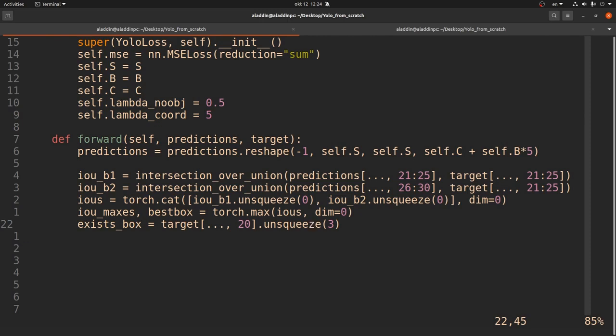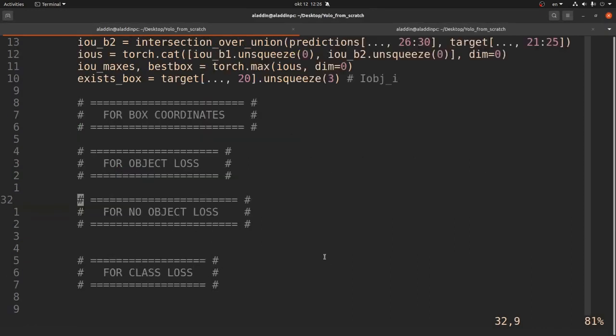So in the paper, this is the identity of object i. Maybe we should just write I object i. So this is going to tell us, is there an object in cell i? All right, so now let me just copy in what we're going to do. So this is what we want to do.